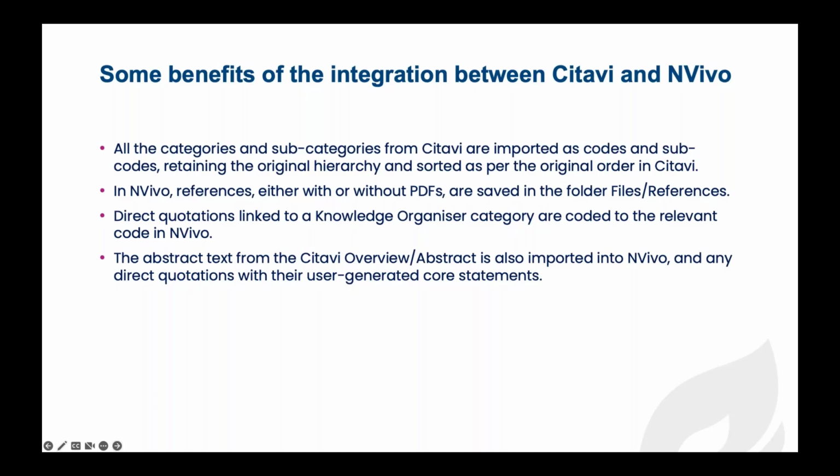So just to give you some idea of what the import does. All categories and subcategories from Citavi are imported as codes and subcodes into NVivo. So what we've done so far manually will be imported from Citavi. Then in NVivo, all references without PDFs or with PDFs will be imported as files. So any journal articles where you have a PDF, you can actually, like we've just seen, read, code, etc. Direct quotations that you have created and where you have added a knowledge organizer category are coded to this code with this category name. And of course, also abstracts are imported.